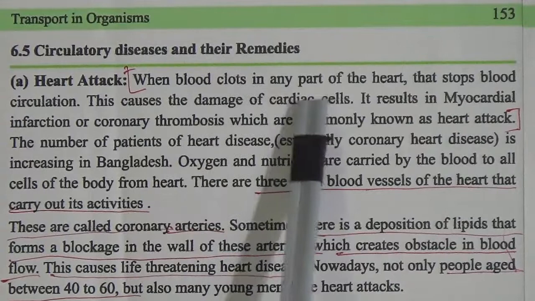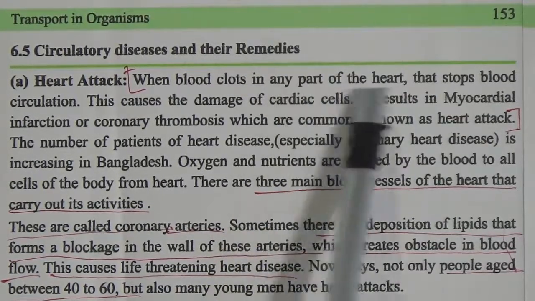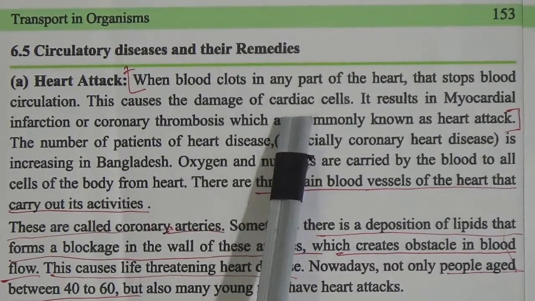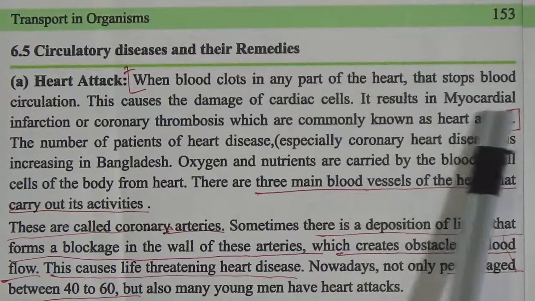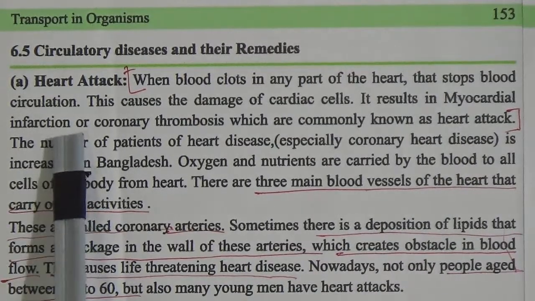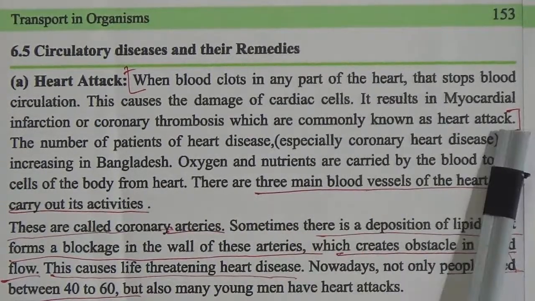When a blood clot forms in any part of the heart that stops blood circulation, this causes damage to cardiac cells. It results in myocardial infarction and coronary thrombosis, which is commonly known as heart attack.